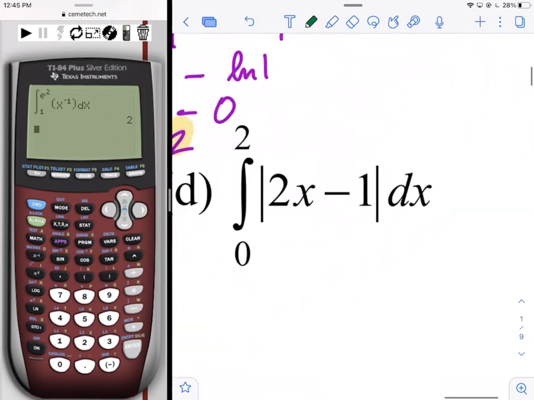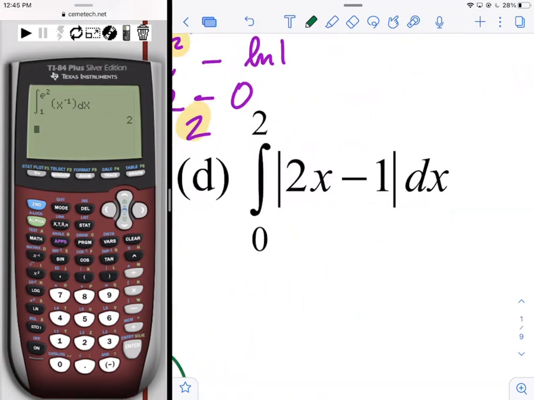All right, letter D. The definite integral from 0 to 2 of the absolute value of 2x minus 1. Now, the calculator can handle this very, very easy. In fact, let's do it on the calculator first. Assuming the calculator is allowed, yeah, why not, right?